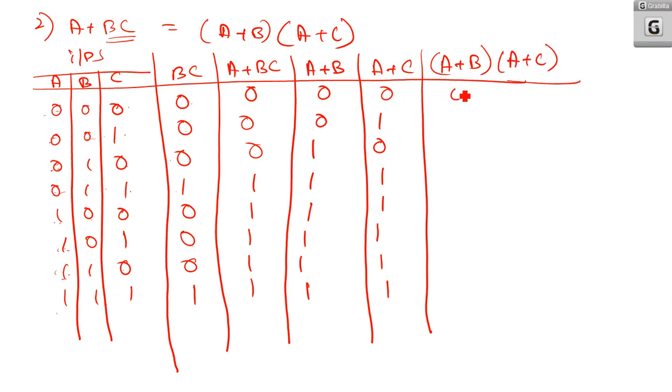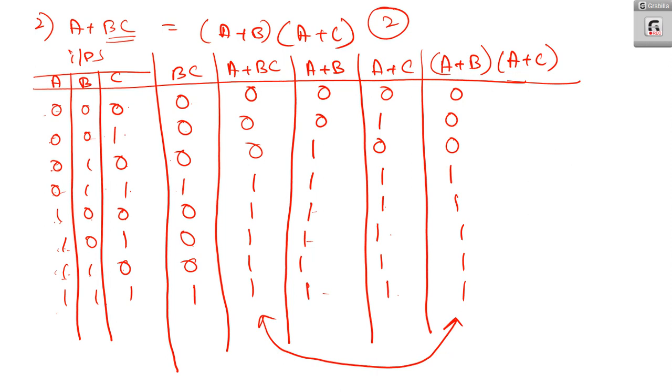0 and 0 is 0, 0 and 1 is 0, 1 and 0 is 0, 0 and 0 is 0. Now 1 and 1 is 1, 1 and 1 is 1, 1 and 1 is 1, 1 and 1 is 1. So here we can see that these two columns are exactly the same, which proves the second law.